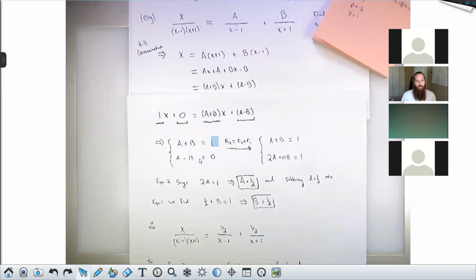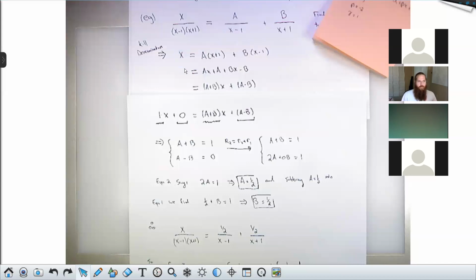Do we see where this system comes from? Here. Are there any questions about where any of these pieces came from? Good, yeah, Carl. So 1x plus 0. My left-hand side is just x. And I know that where I'm going is to compare coefficients.